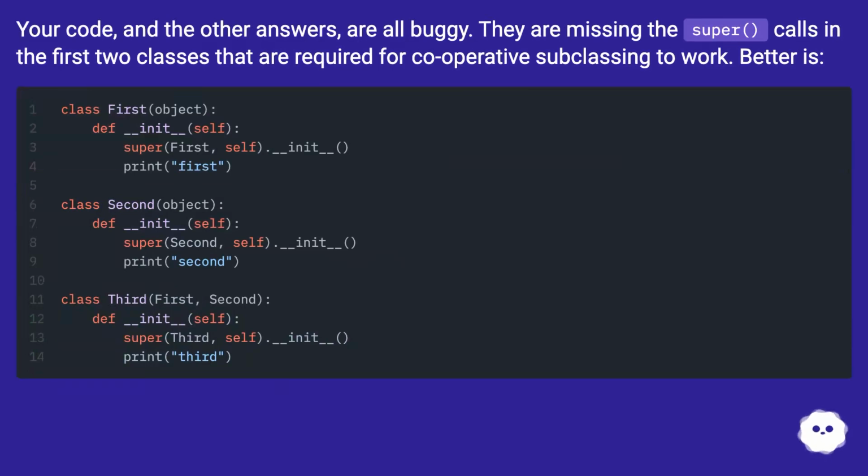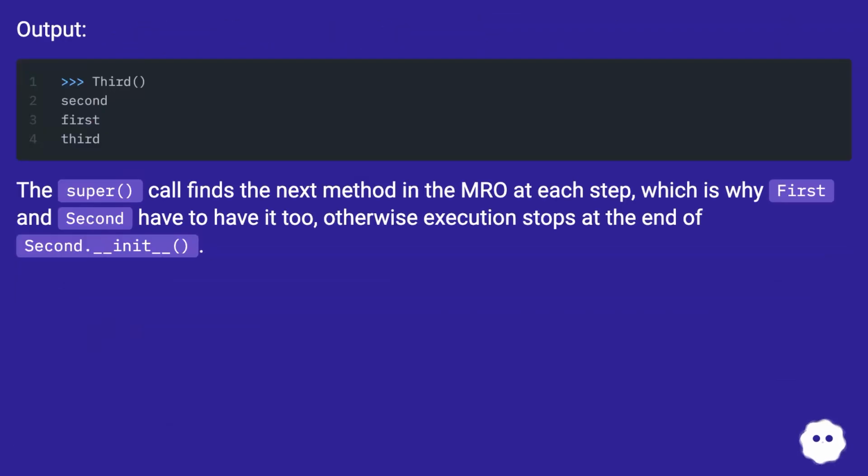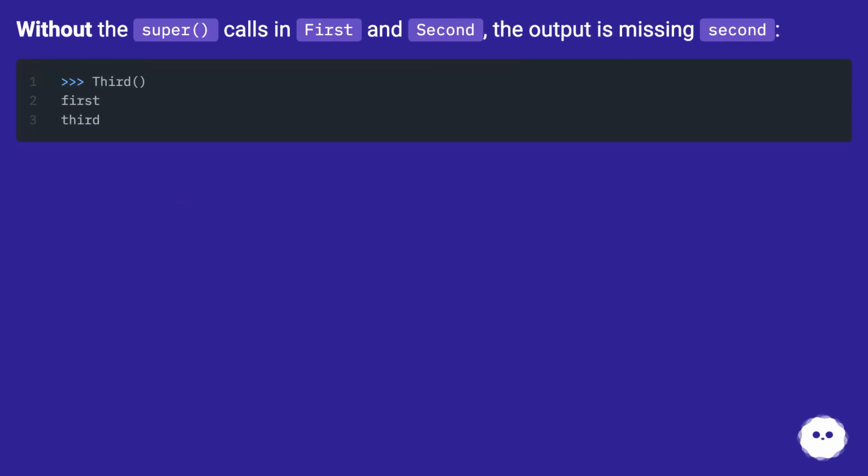Your code, and the other answers, are all buggy. They are missing the super calls in the first 2 classes that are required for cooperative subclassing to work. Better is the following. Output: the super call finds the next method in the MRO at each step, which is why First and Second have to have it too, otherwise execution stops at the end of Second.__init__. Without the super calls in First and Second, the output is missing Second.